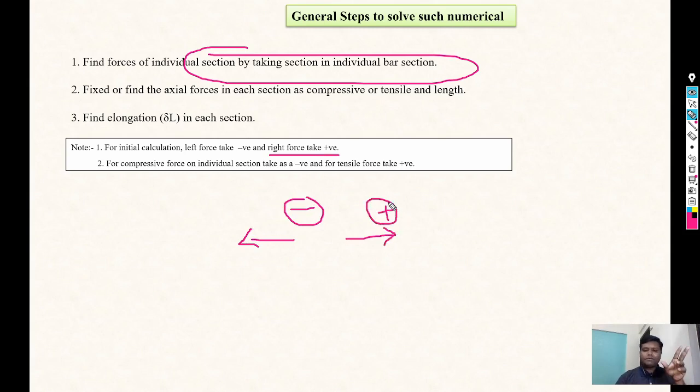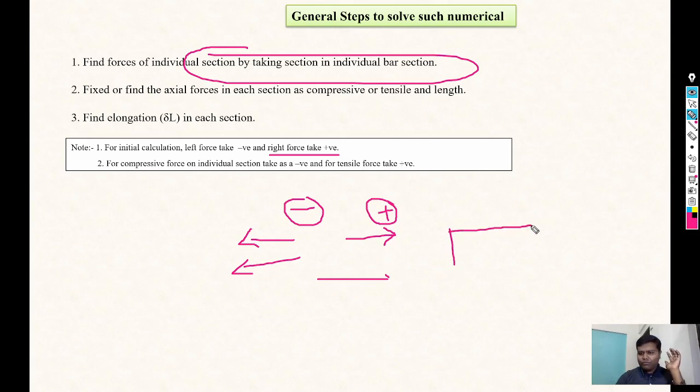You can consider vice versa, but we are considering only one rule throughout the subject, now throughout the unit. That's why consider left negative, right positive for the calculation of forces on the individual section or the subsection. Okay, first note is clear. Second, for the compressive force of an individual section, take it as negative, and the tensile force take as positive.